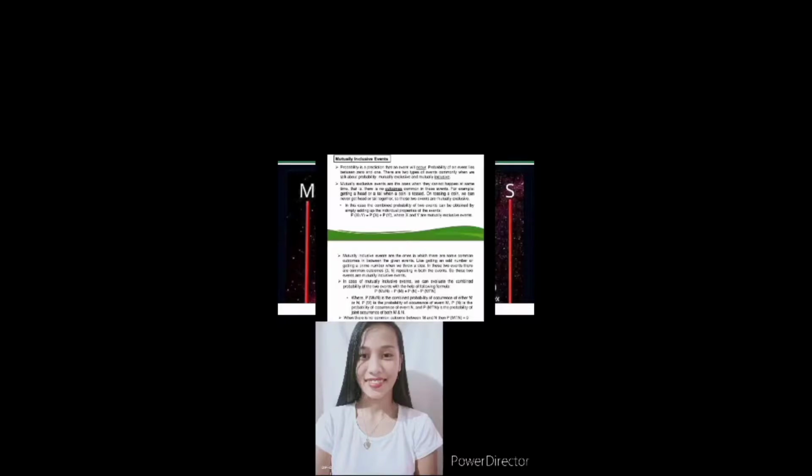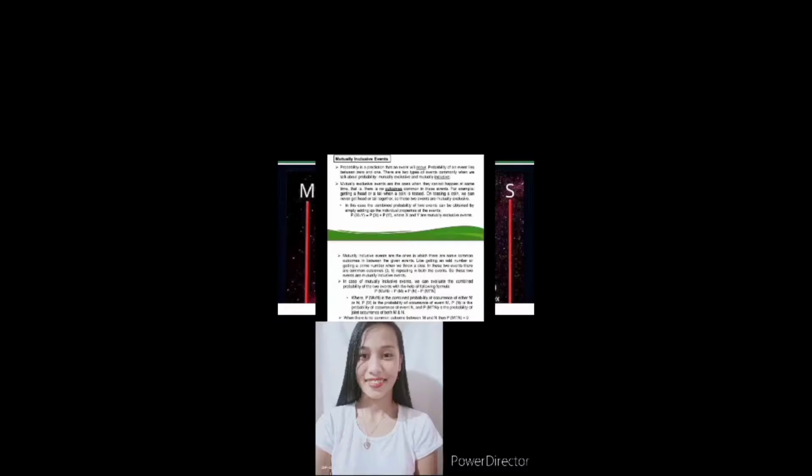So in this case, the combined probability of 2 events can be obtained by simply adding up the individual probabilities of the events. So look at this: P(X U Y), where X and Y are mutually exclusive events.